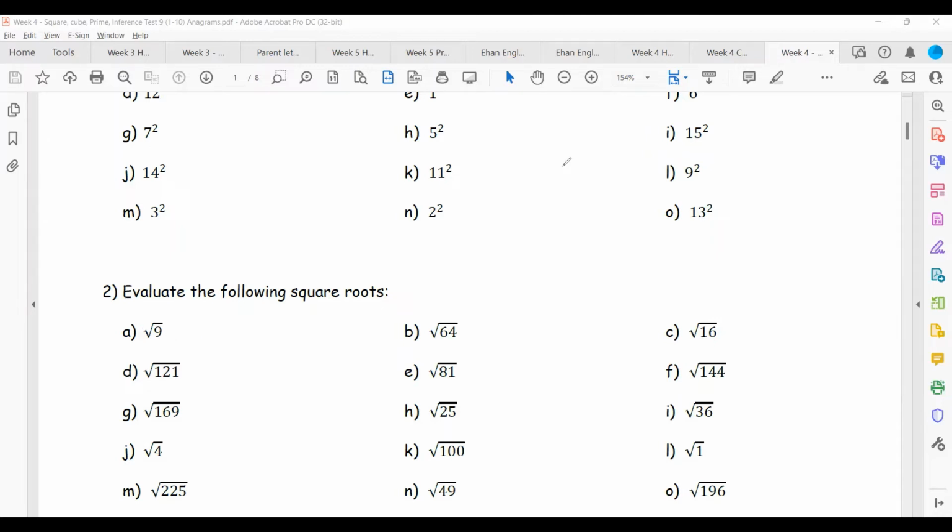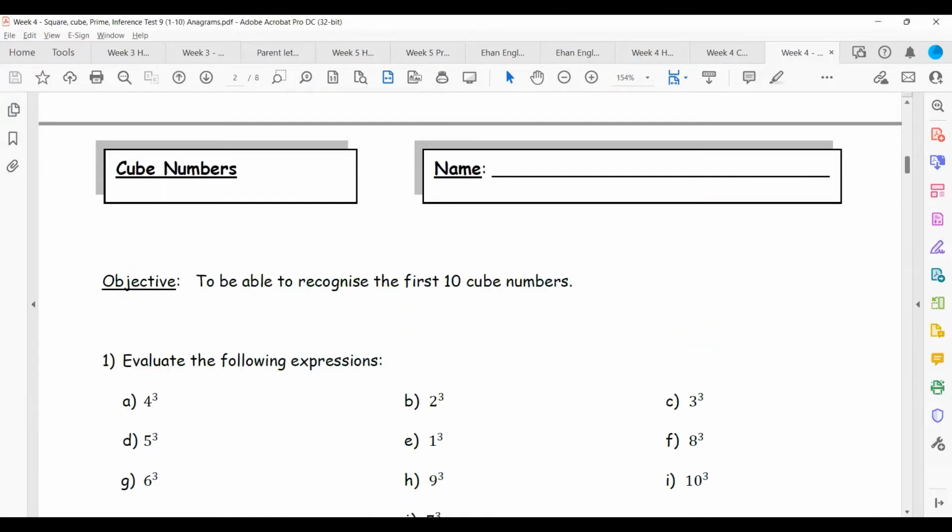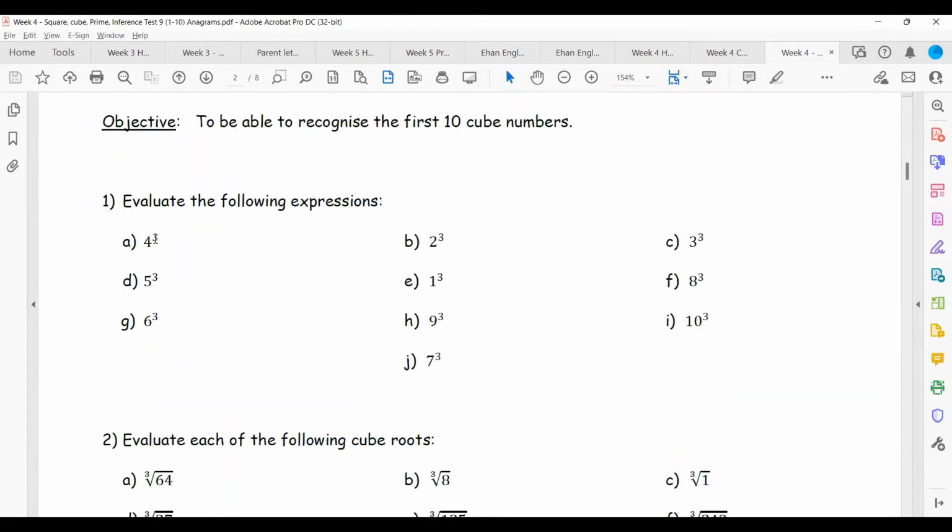Going forward now, we're going to have a look at cube numbers. So cube numbers, instead of having the little 2, they have the little 3 here. So this tells you that 4 is being multiplied by itself 3 times. So we would write this as 4 times 4 times 4. And 4 times 4 is 16. And 16 times 4 is 64.